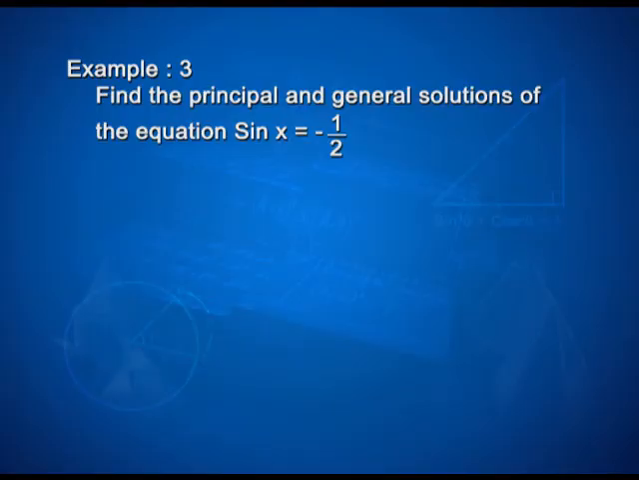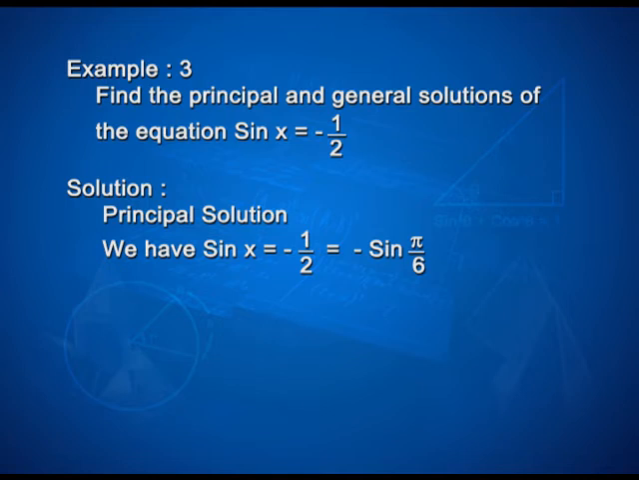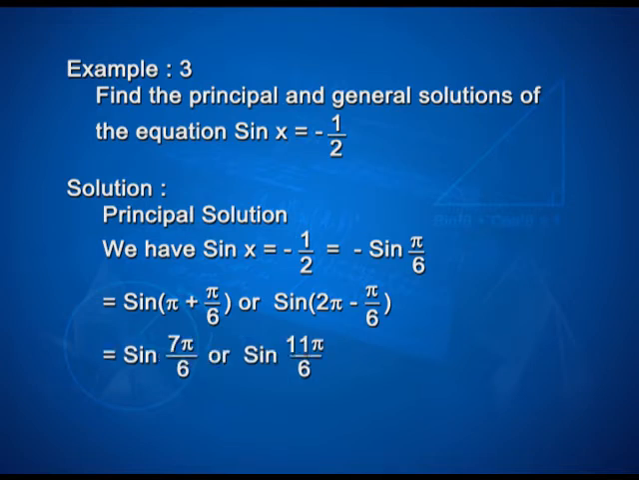In this example, we will find both the principal and the general solutions of the equation sin x is equal to minus 1 upon 2. For the principal solution, we have sin x is equal to minus 1 upon 2, which can be written as minus sin pi upon 6, that is equal to sin of pi plus pi upon 6 or sin of 2 pi minus pi upon 6, which again can be simplified as sin 7 pi upon 6 or sin 11 pi upon 6. Hence, x is equal to 7 pi upon 6 or 11 pi upon 6.